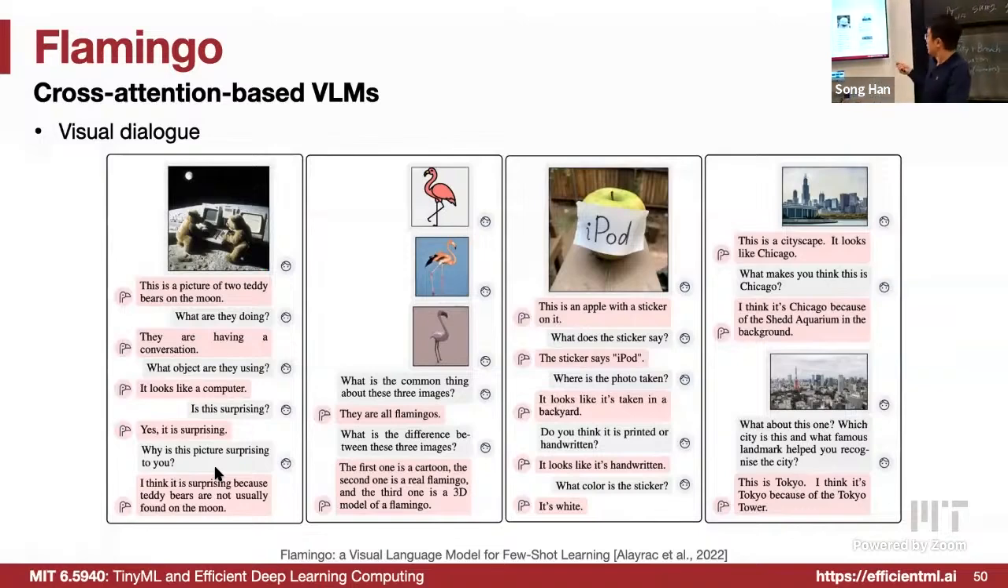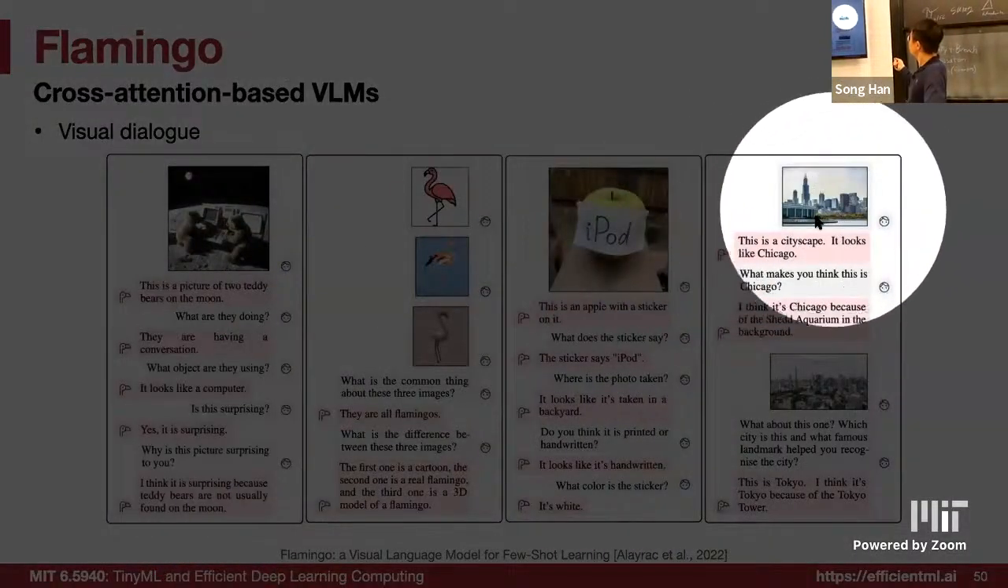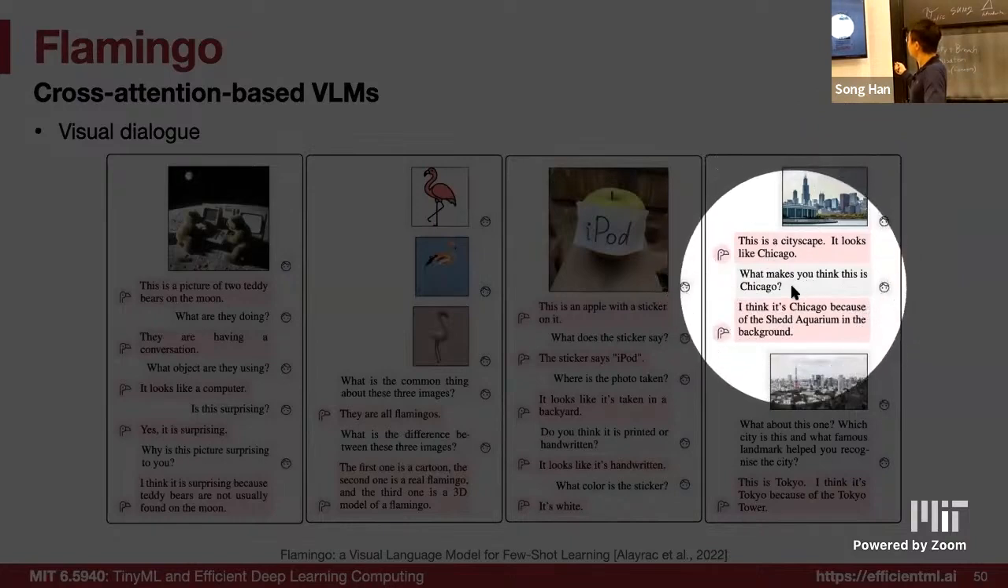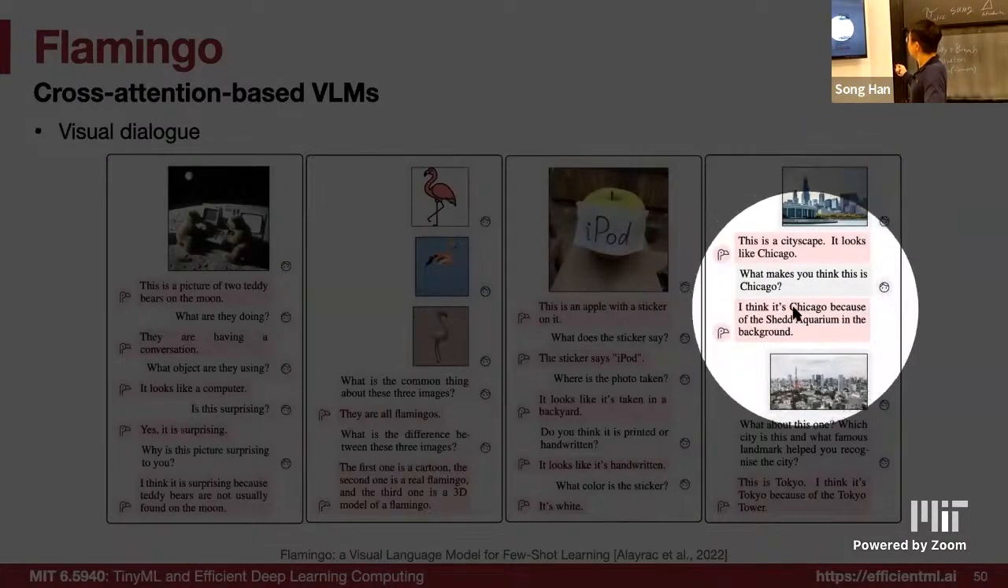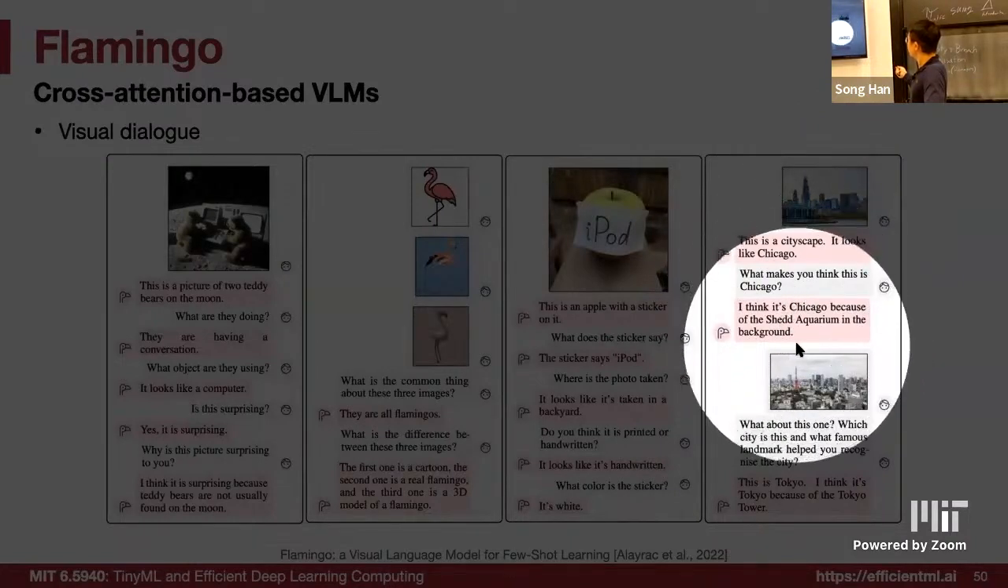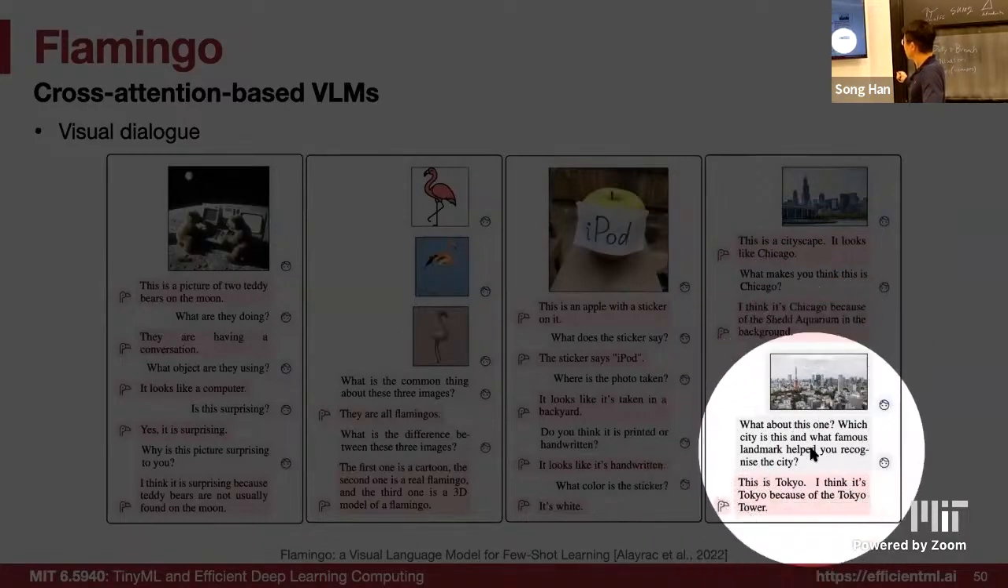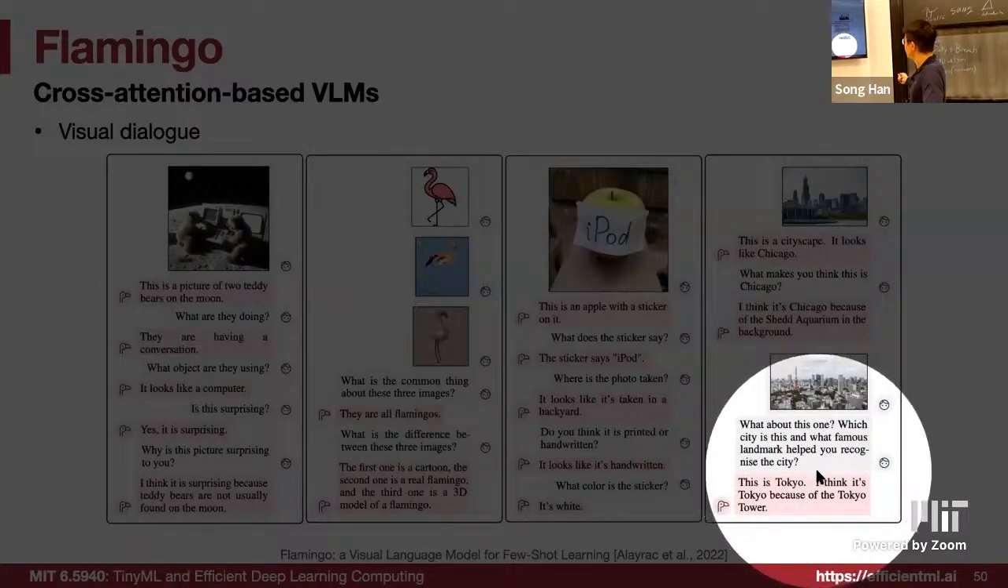Also, it has very good world knowledge. Like given this image, it can say this looks like it's Chicago. What makes you think of this as Chicago? Because of the acronym in the background. And it can continue to talk about this one, which is Tokyo. This is Tokyo because of Tokyo Tower.